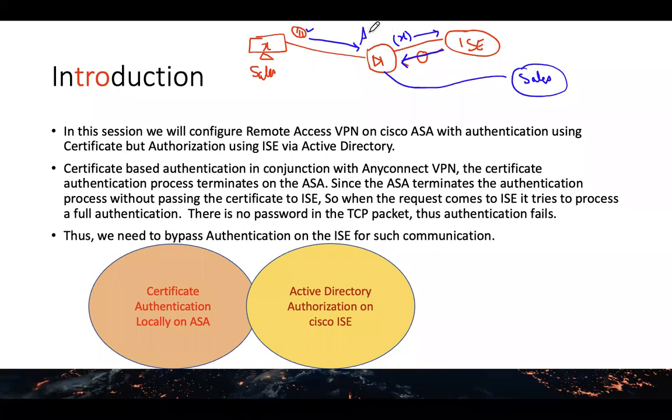So in this way, the user is authenticated and authorized, but in this case, this is ASA. ASA is only dealing with authentication, but not authorization, because it has outsourced its authorization to Cisco ISE.